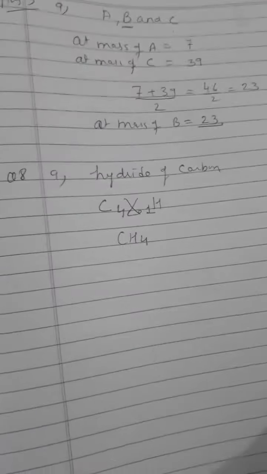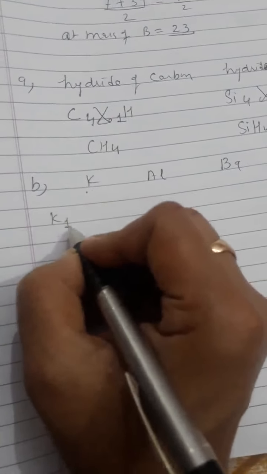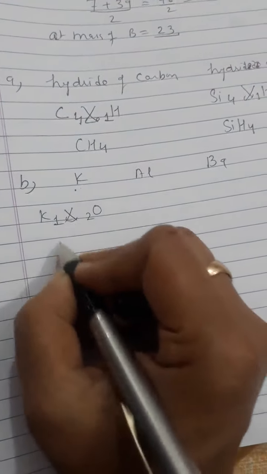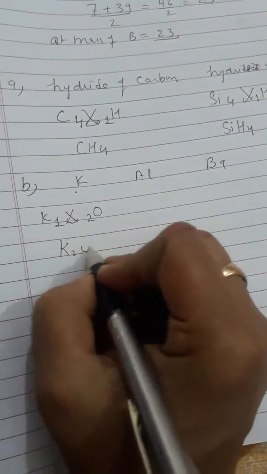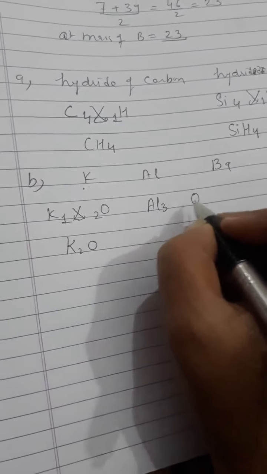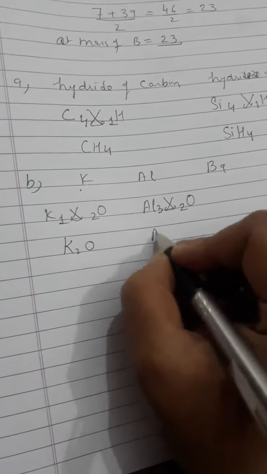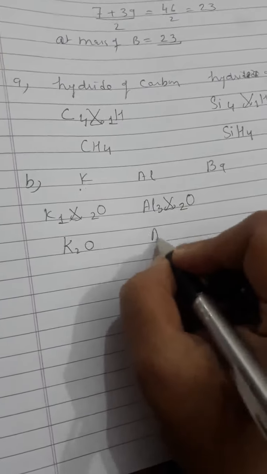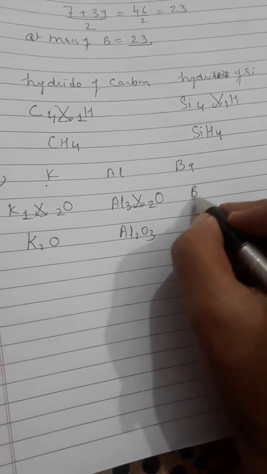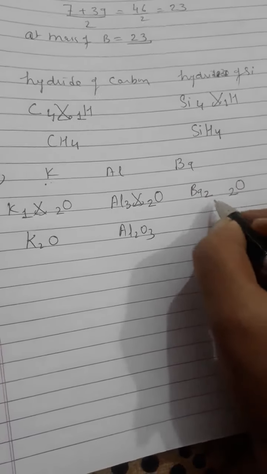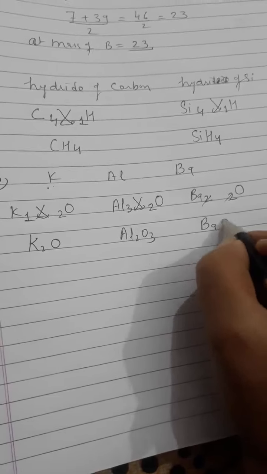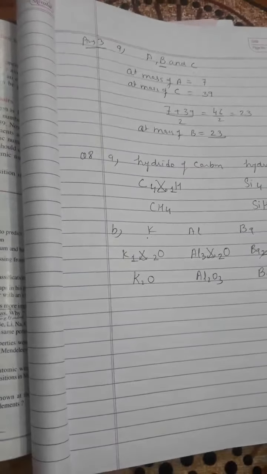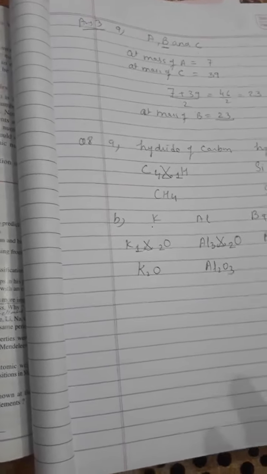Then coming to part B, oxides of potassium, aluminium and barium. Potassium belongs to the first group, so its valency will be 1, oxygen has valency of 2, and the formula becomes K2O. Aluminium belongs to the third group, so its valency will be 3, oxygen has valency of 2, crossing the valency, the formula becomes Al2O3. Barium is present in the second group, so its valency will be 2, oxygen has valency of 2, so the formula becomes BaO. Okay, so here we have finished this question. Now the remaining I will give you in the next video.